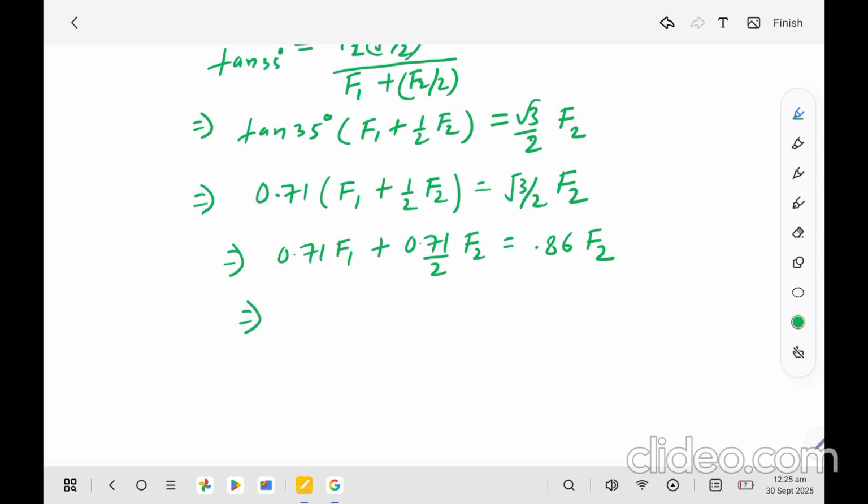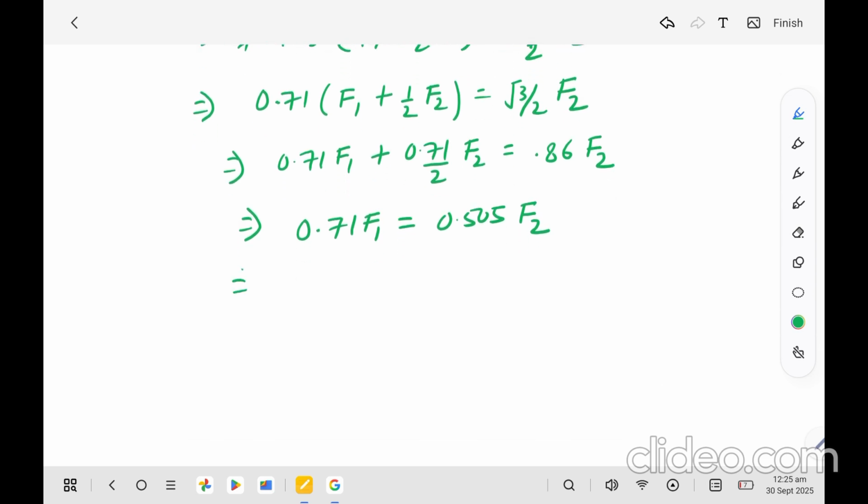Or we can solve this one. 0.71 F1 is 0.505 F2, or we can establish a relation between them. So we can write F1 is equal to 0.505 divided by 0.71 F2. Okay, so this implies F1 is approximately 0.71 F2.